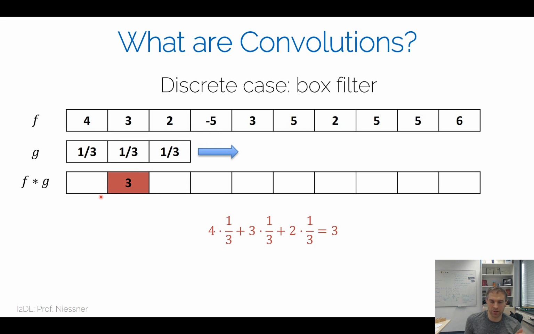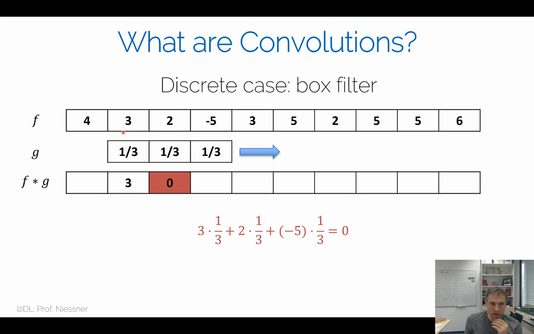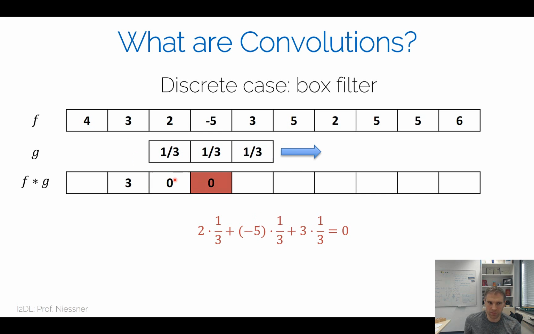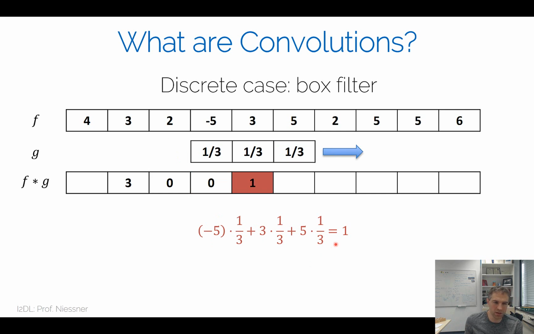And now I slide the filter 1 to the right. So I'll slide it here. Now I have 3 times 1/3 plus 2 times 1/3 plus minus 5 times 1/3. And if I add this all up again, I'm going to get 0 as an answer. So the result of this convolution at this location is going to be 0. And now I continue. I just slide it once more over. I have here 2 times 1/3 plus minus 5 times 1/3 plus 3 times 1/3. And if I add this up again, I'm going to get 0. And I'm continuing. Minus 5 times 1/3 plus 3 times 1/3 plus 5 times 1/3 is 1.